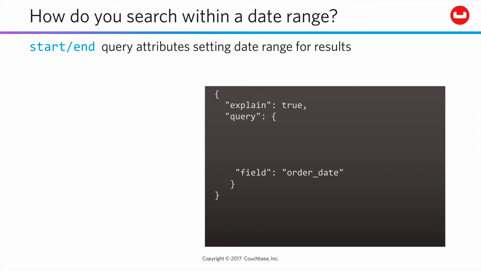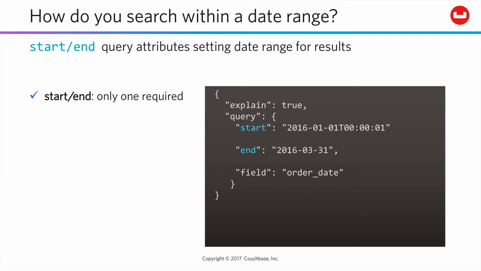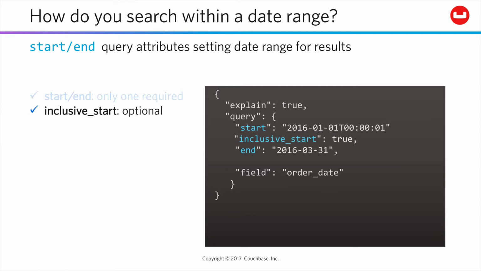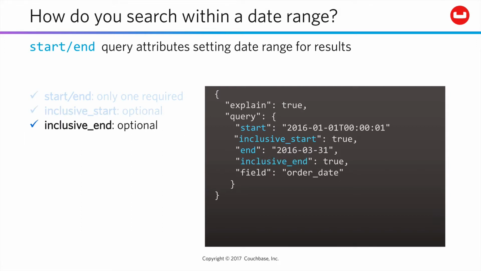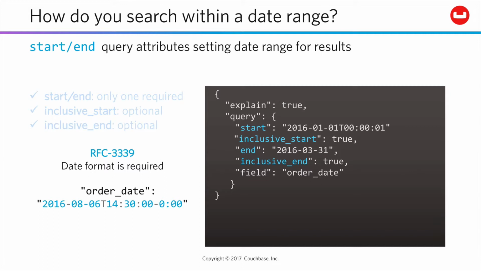It's similarly easy to search within a date range. You configure a start and or end date. Again, only one is required. You can optionally make the start inclusive and or the end inclusive. One key factor with this search, though, is that the dates must follow the RFC 3339 formatting standard for dates. Following this standard, an order date might look like you see here, with each successive date and time part treated as optional, provided the overall format is followed.